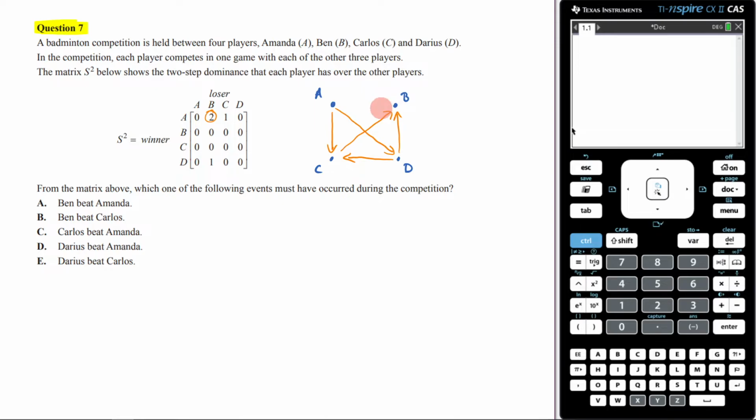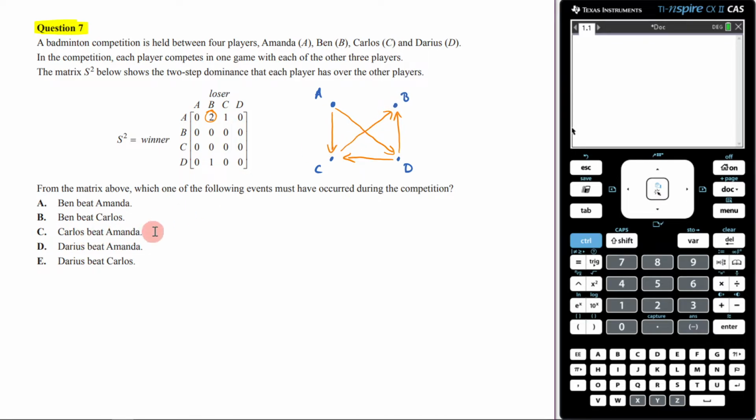Now, this is where you want to stop for a second and see, just with this information, could you answer the question? So, for instance, did Ben beat anyone? Well, we actually don't know at the time being if Ben beat anyone, because Ben could have beaten Amanda, but Ben definitely didn't beat Carlos.